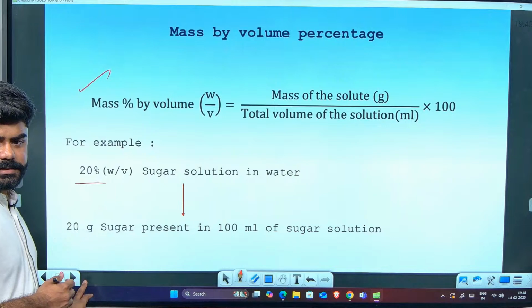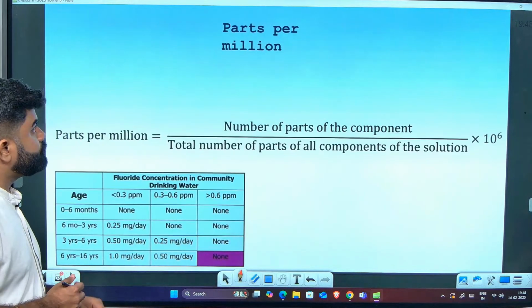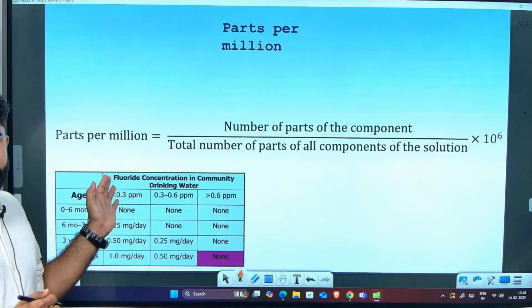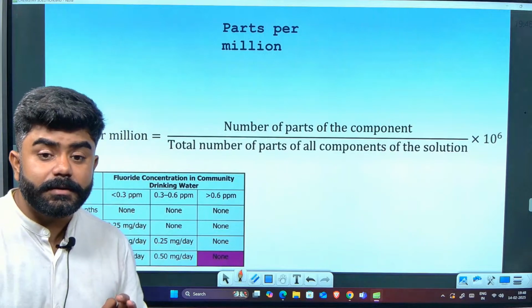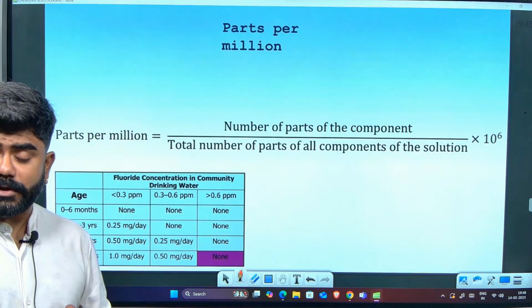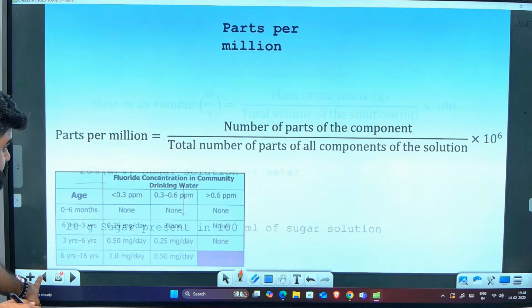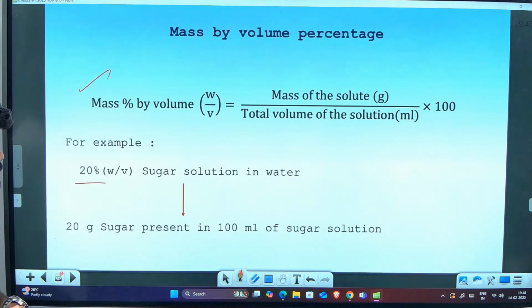I'll go to the next. Next is parts per million. Question in the previous one: will there be 100 milliliters of solvent or 80 milliliters of solvent? It should be total 100, so it should be 80.